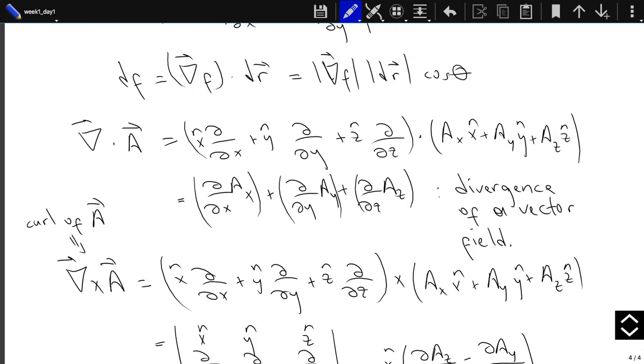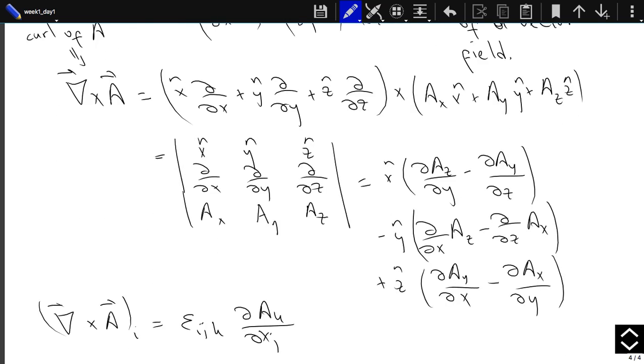You see, in that expression over here, you first have the derivative, then the components of your vector, and in the final expression, then you have the derivatives of the components of your vector.